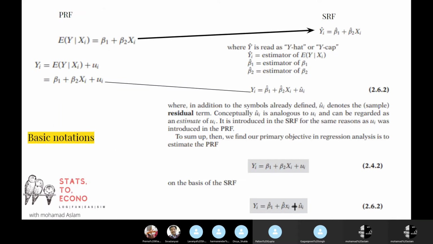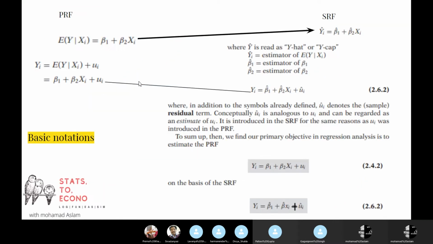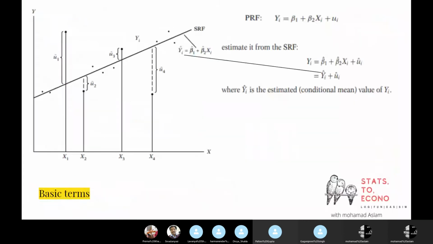Now, how do we estimate these parameters? The background picture is that we need this gap to be as small as possible, the gap between actual values and estimated values. This is the background picture. But there is one problem with this particular method.